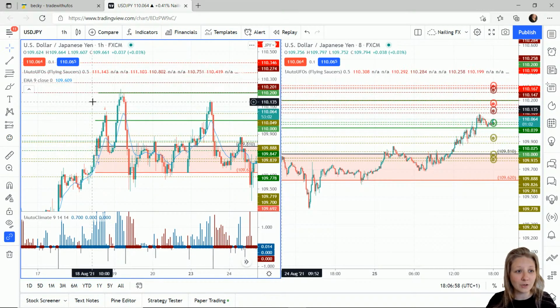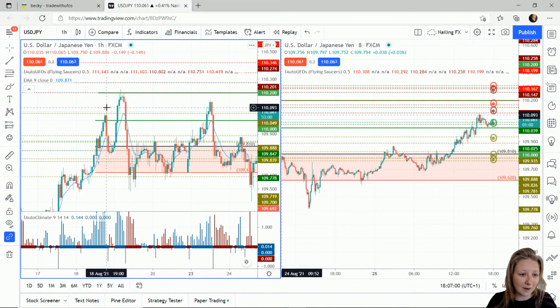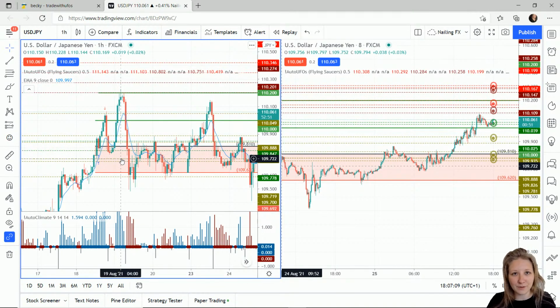So we would have had a winning trade in this instance, and from placing the trade to it closing and hitting our final target would have been from 2 o'clock on the 18th of August to the early hours of the 19th of August. So you would have had to hold this trade overnight in order to hit the final target.